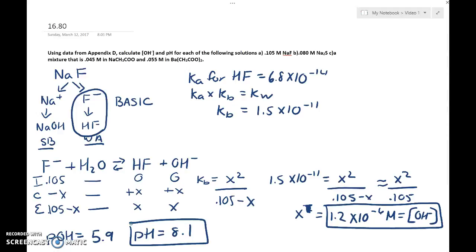Again, I broke up my salt into its ions, analyzed them, and figured out I was going to have a basic solution. Basic solution meant I needed to write a base equation from my weak side, so that was F minus. Needed a Kb. Looked in the appendix. Didn't have a Kb for F minus, but did have a Ka for its acid, right? F minus is the conjugate base of HF. So I found that Ka, used Ka times Kb equals Kw, solved for Kb, plugged in, and solved for x, which was my OH minus concentration. Negative log of that gives me pOH. 14 minus that gives me pH.